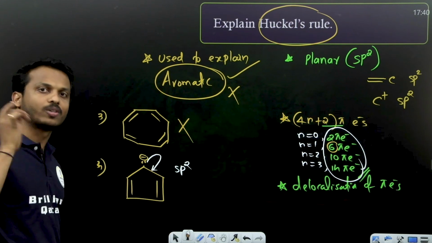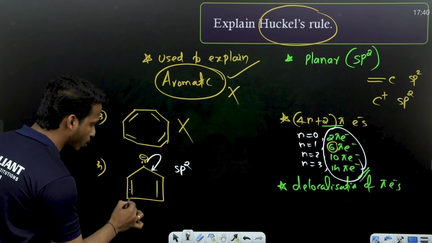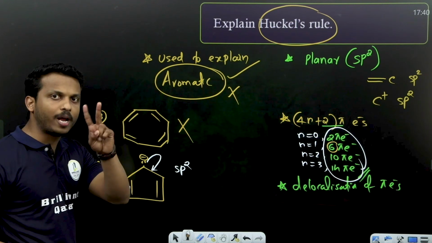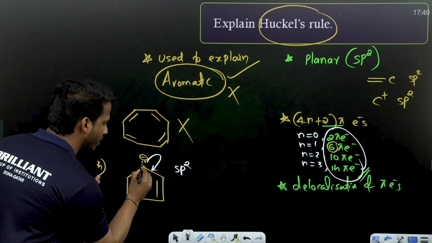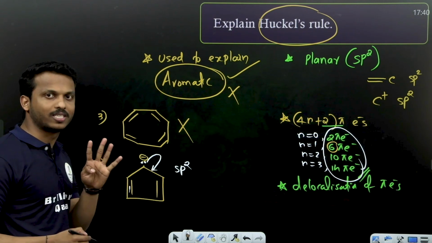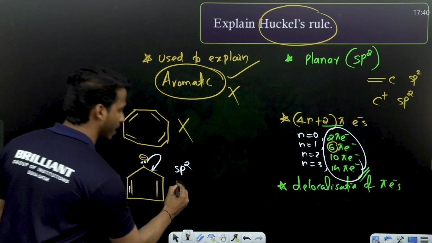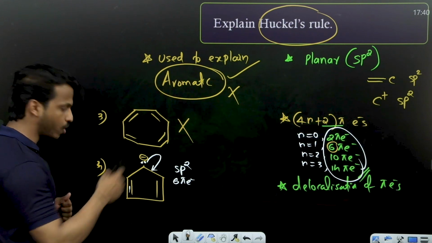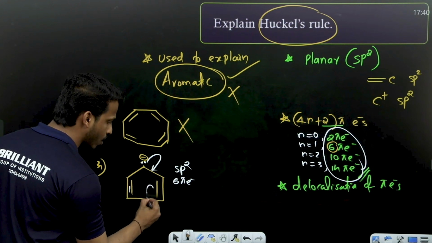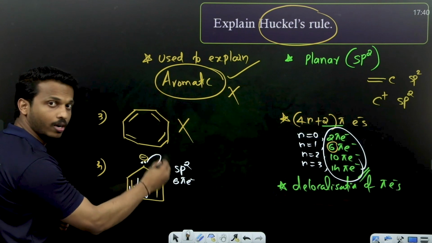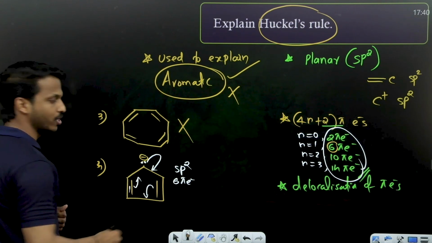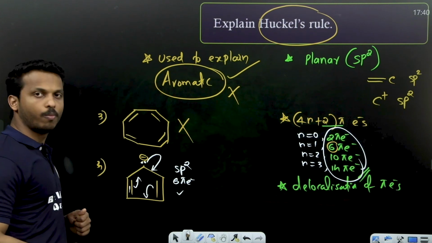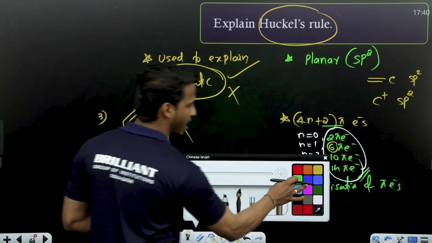How many pi electrons are there? See dear all, 2 pi bonds in total, right? 1, 2. 2 pi bonds mean 4 pi electrons. This lone pair is also involved in resonance, so 2 more, so 6 pi electrons. 6 pi electrons, yes, it is there in our system. And is resonance possible or not? Yes, if it changes here, what happens? Resonance. Yes, all double bonds are delocalized. Resonance is possible. So all conditions are satisfied. So this compound is what? Aromatic.